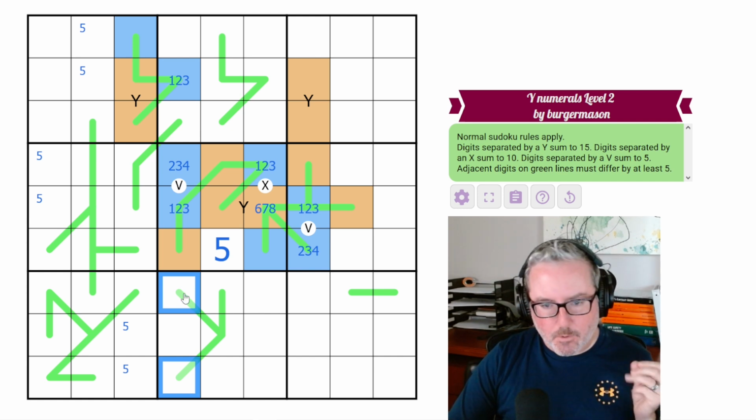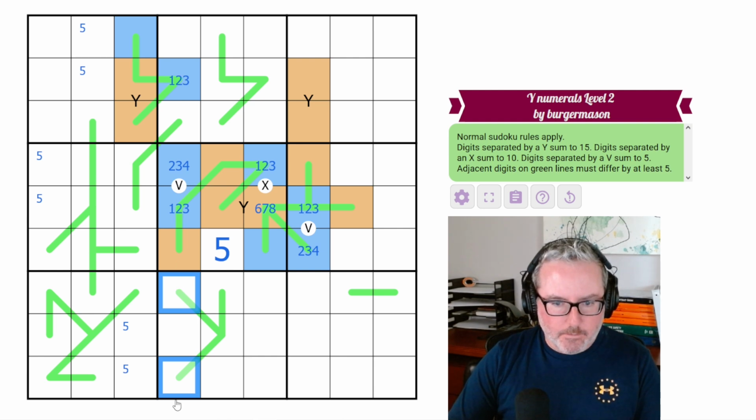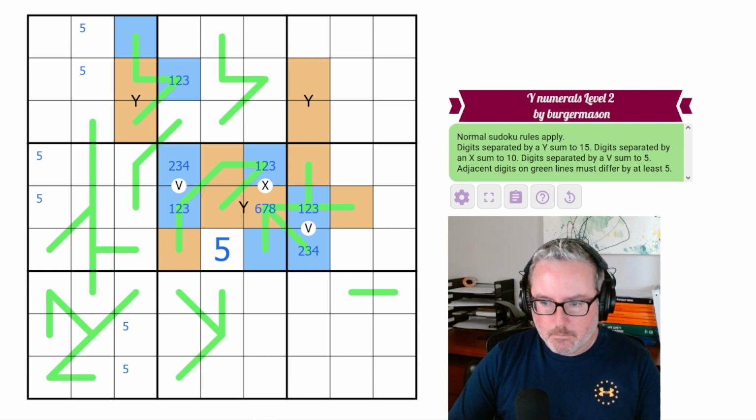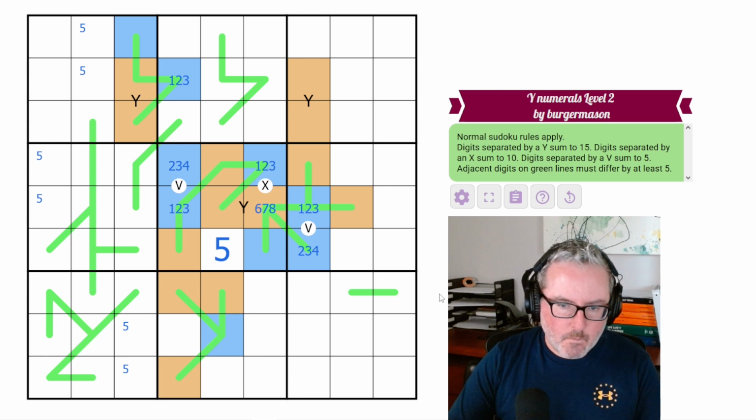Therefore, they cannot both be low because that would put 5 low digits. So these are all, wrong button. These are all high. This is also high, and this is low. Can we get anything further with those?